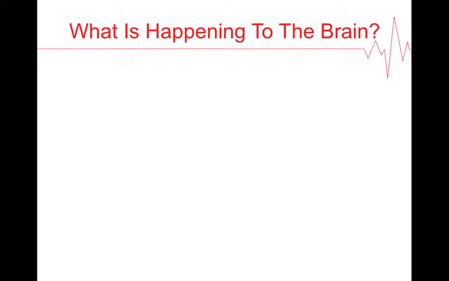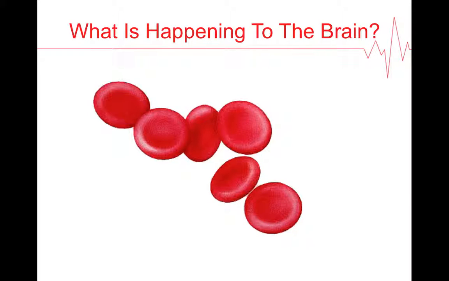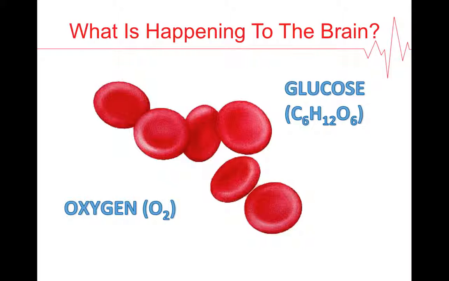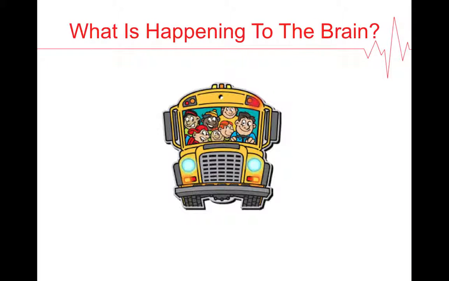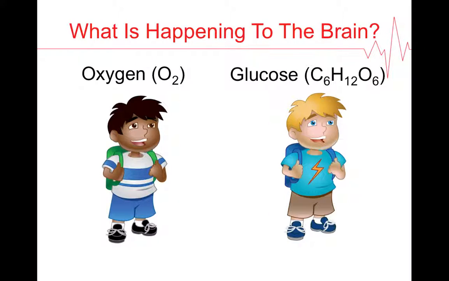As you may know, our body is filled with blood. Blood is important for carrying oxygen and other important nutrients like glucose, which is a type of sugar, to all the parts of the body. So let's break this down into simpler terms. Let's think of blood as a school bus. The role of the school bus is to safely pick up all the students from home and drop them off at school. In this example, the students would be oxygen, glucose, and other important nutrients.